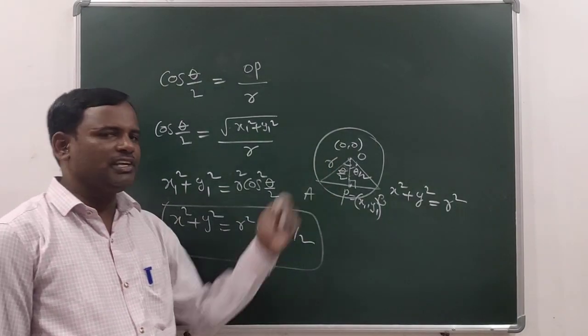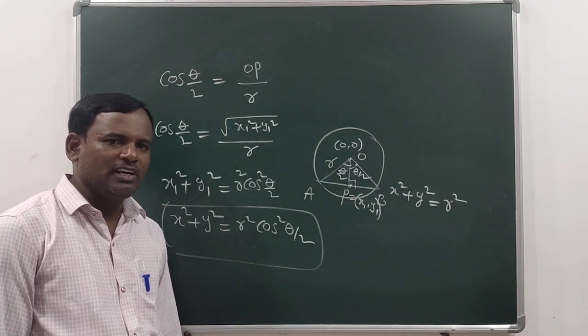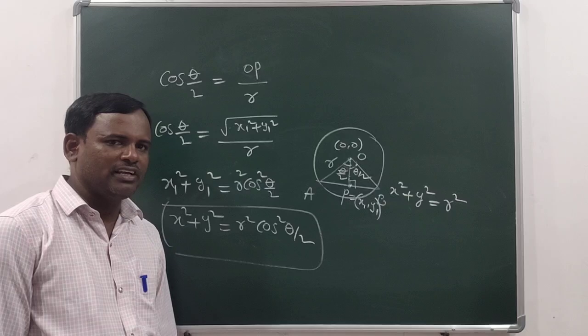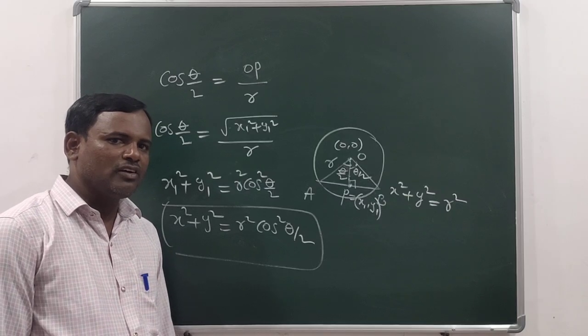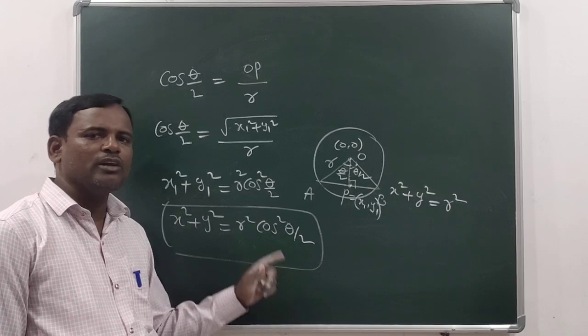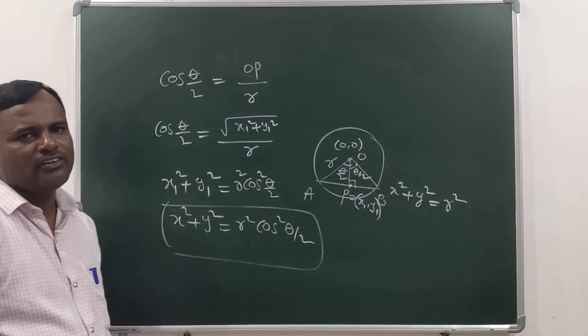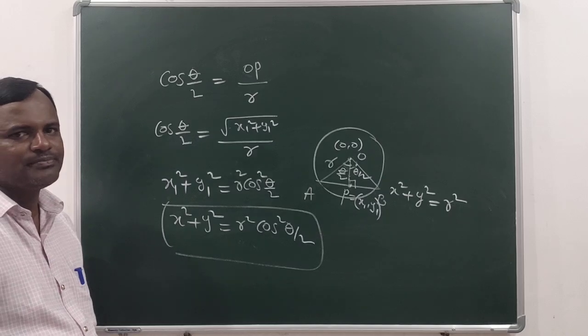So in place of this theta in the exam, they may give you any angle. Either it may be 30 degrees, 60 degrees, 75 degrees. So whichever locus you require, simply take that angle and substitute here and go for simplification, so that you will get the equation of that locus.